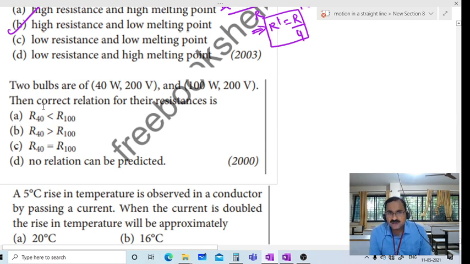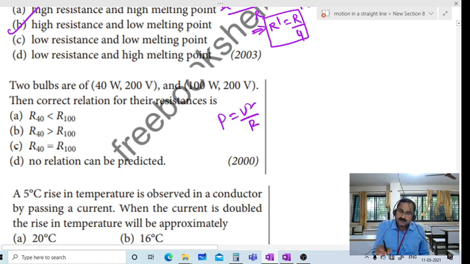Two bulbs are 40 watt and 200 volt, and 100 watt and 200 volt. The correct relation for the resistance, we already know that. The 40 watt bulb has the higher resistance compared to that, because P equals V square by R. P and R are inversely proportional. As power is less, resistance will be more. So it is simple, R40 is greater than R100.